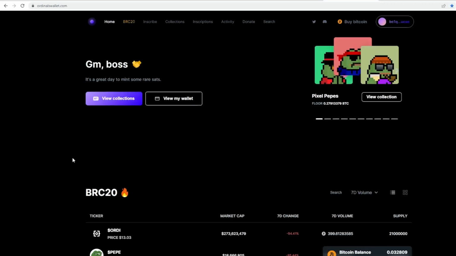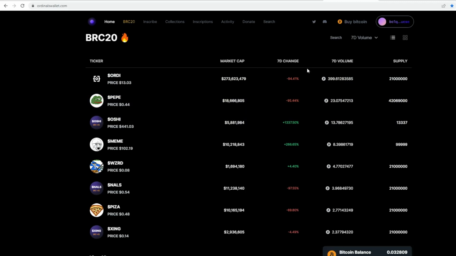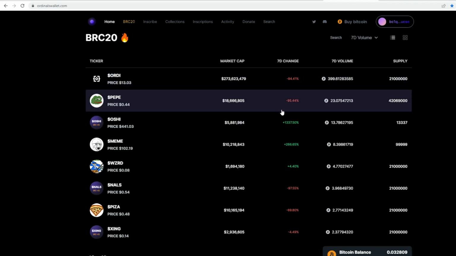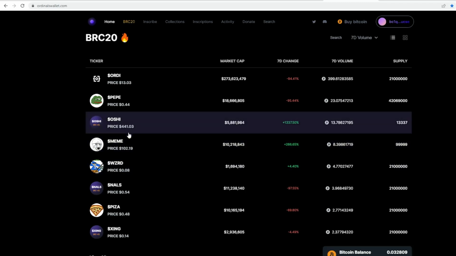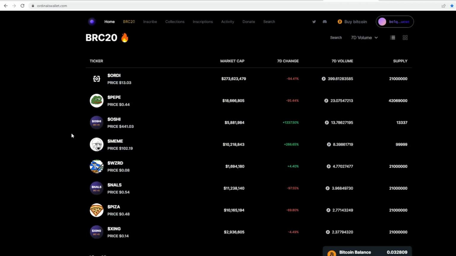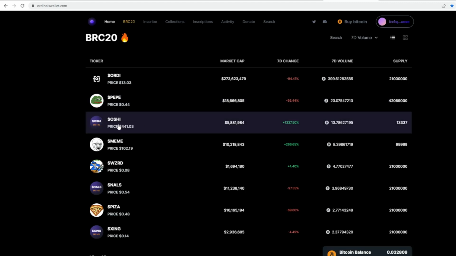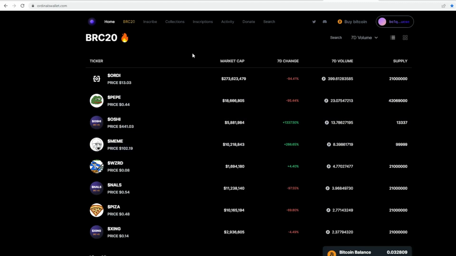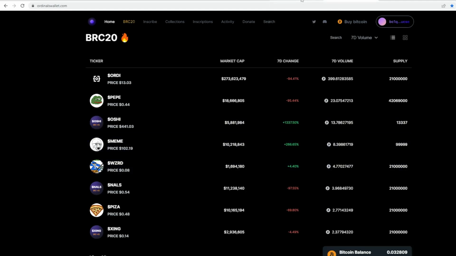Let's go to home. So you have a breakdown of the tickers based on the market cap and the change. So this is obviously extremely volatile. A 7-day change of 94% just shows you this marketplace in essence. But there are obviously some BRC20 tokens now that are coming out. There is Oshi, which is coming out with a DEX. There's Alex also coming out with a DEX.